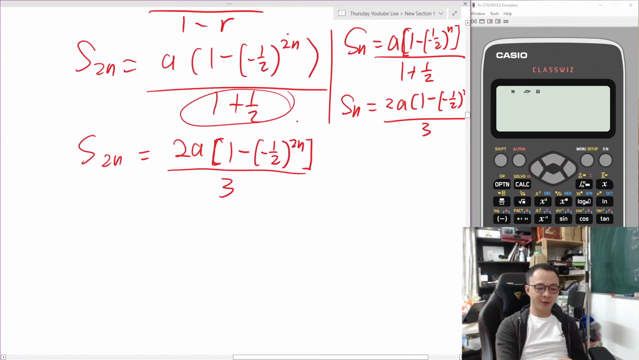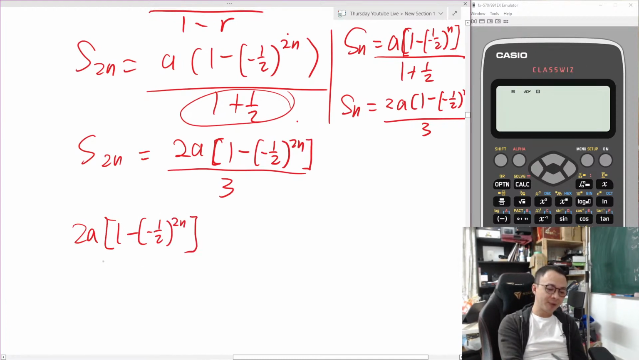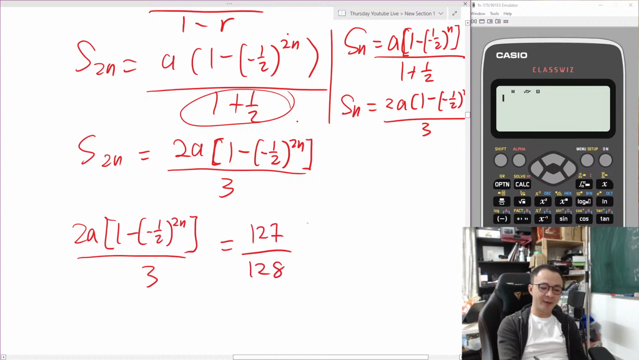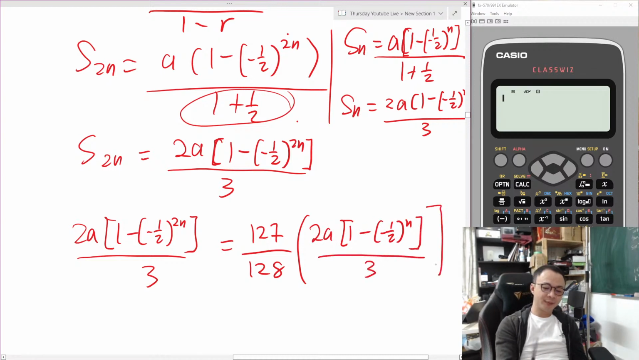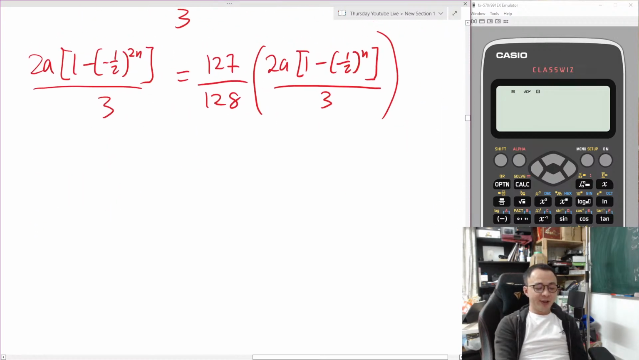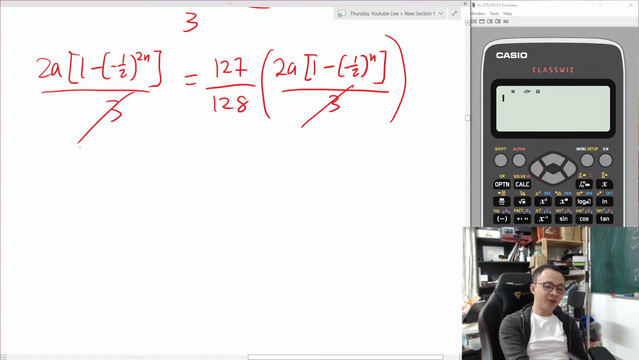Therefore 2A bracket 1 minus negative 1 over 2 power of 2n over 3 equals to 127 over 128 multiplied by Sn, which is 2A 1 minus negative half power of n over 3. Alright, so let's do it. Multiply 3 for both sides, divide 2A for both sides.